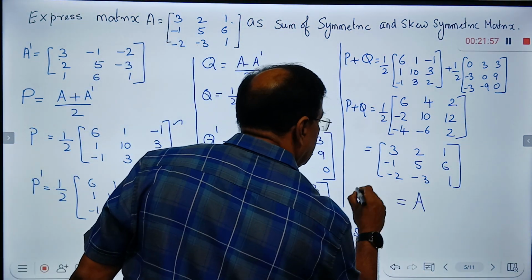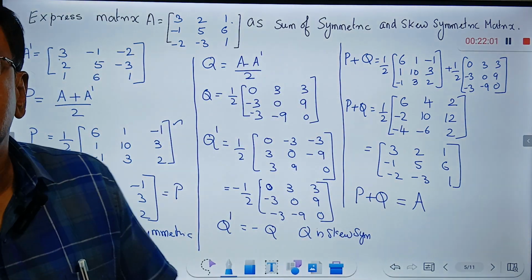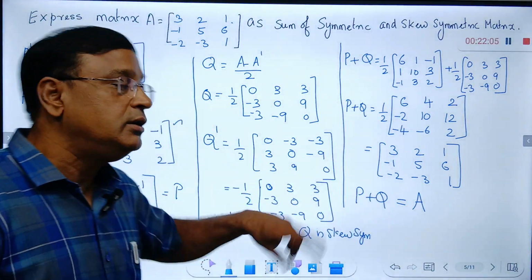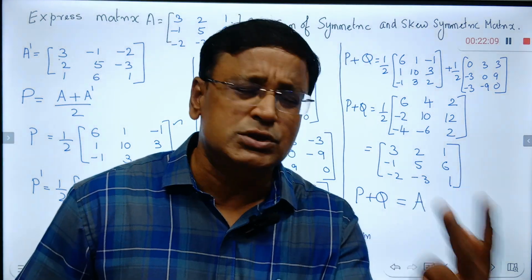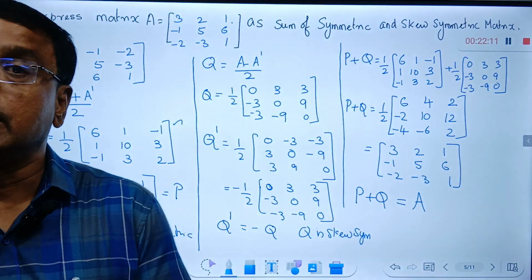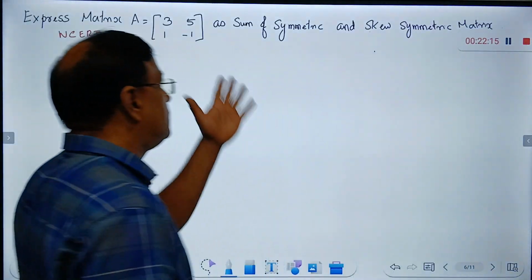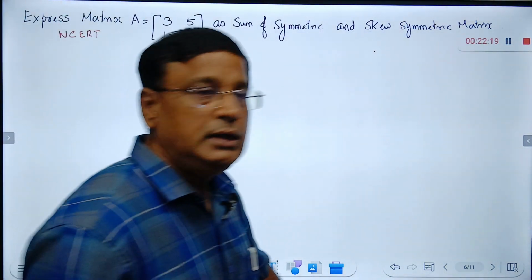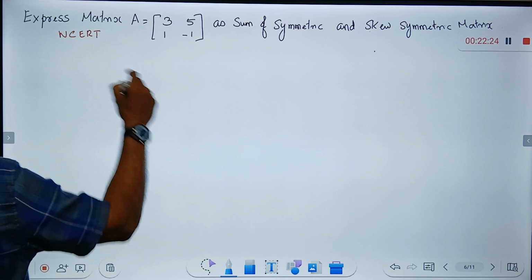So what have you done? You have expressed the matrix A as the sum of a symmetric and a skew symmetric matrix. This entire process is very, very important. Definitely this type of question comes for 1 mark or 2 marks. Mostly it will come for 2 marks or it can come for 3 marks. Okay, this will not come for 1 mark. This is a lengthy sum. Now I have done it for 3 by 3. Let me do it for 2 by 2, just for completion. It's an NCERT question.